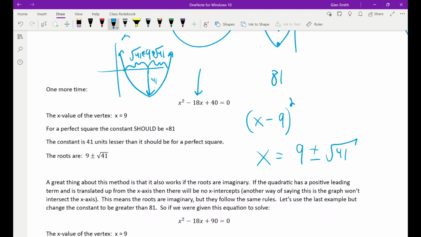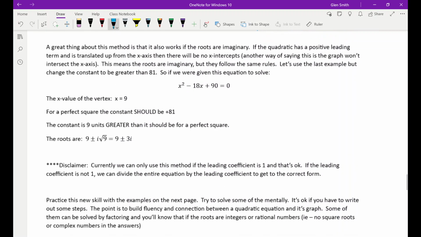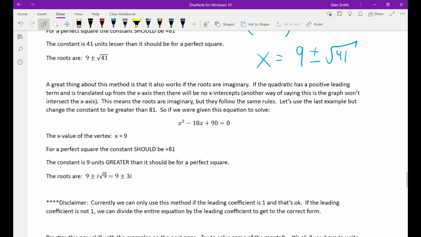Okay. And down here to show you this, a super sweet thing about this is we're not going to be able to factor ones that have imaginary roots. Like you have to use the quadratic formula or complete the square. But if you can do this, this still works. Okay? It just gives you imaginary roots. You just got to think about where the vertex is going to go.